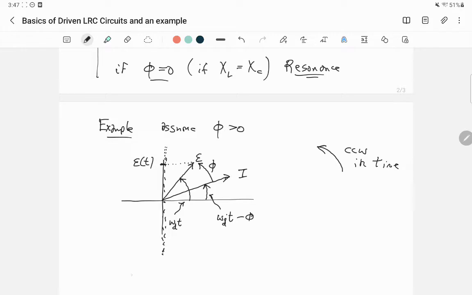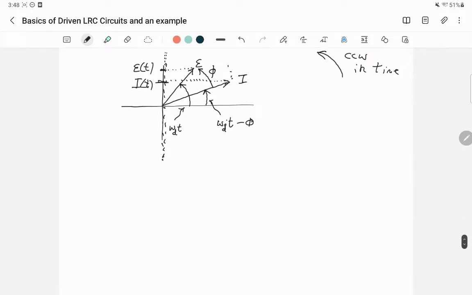It oscillates like this. And this one, likewise, is going to do the same kind of thing. But its projection is here. So that's going to be where I of t is, right? Now, it's interesting to look at the current in the circuit and the driver's voltage, but it's actually more interesting to look at all of the voltages, right?